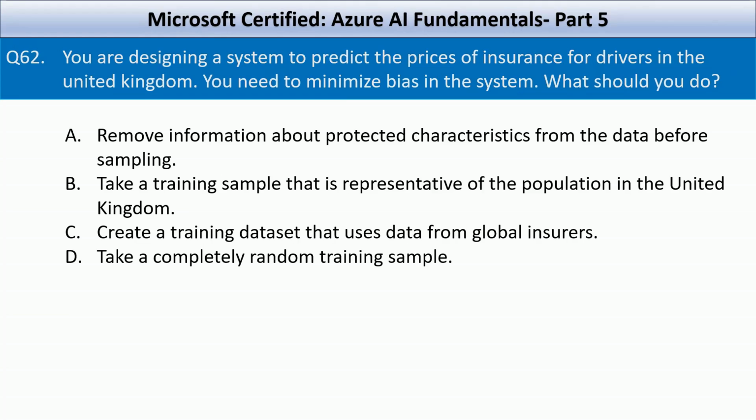sample that is representative of the population in the United Kingdom, create a training dataset that uses data from global insurers, take a completely random training sample.